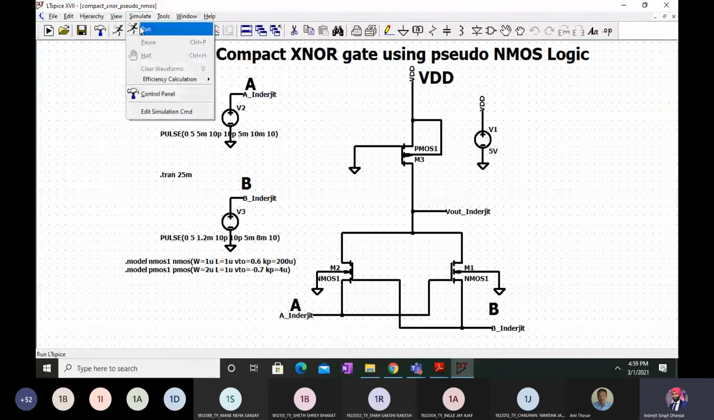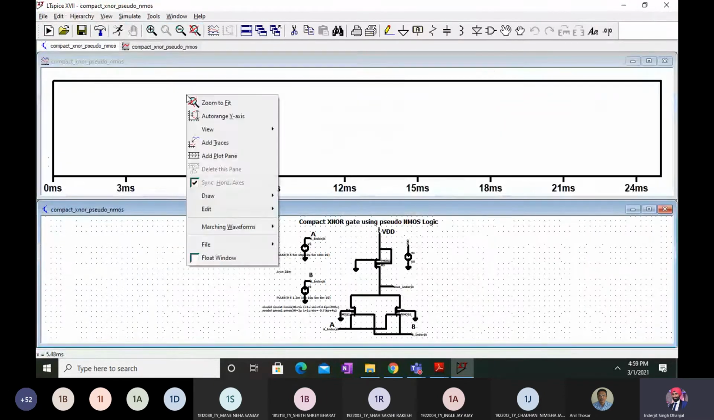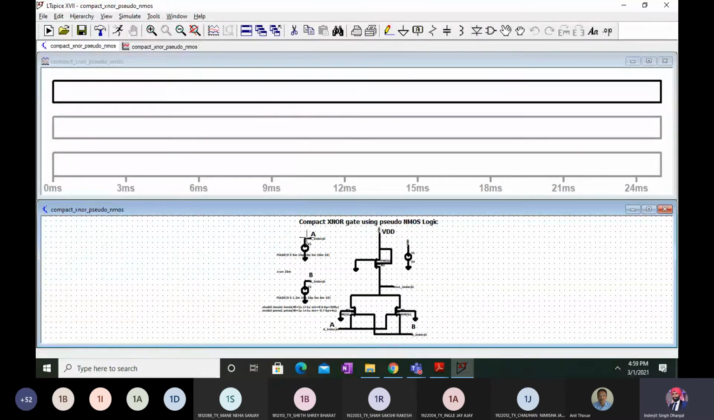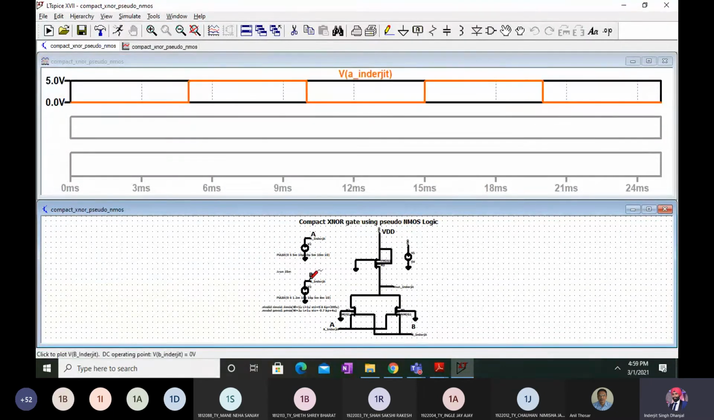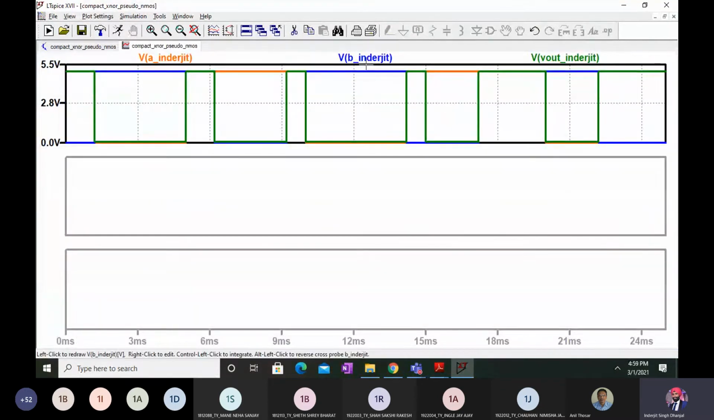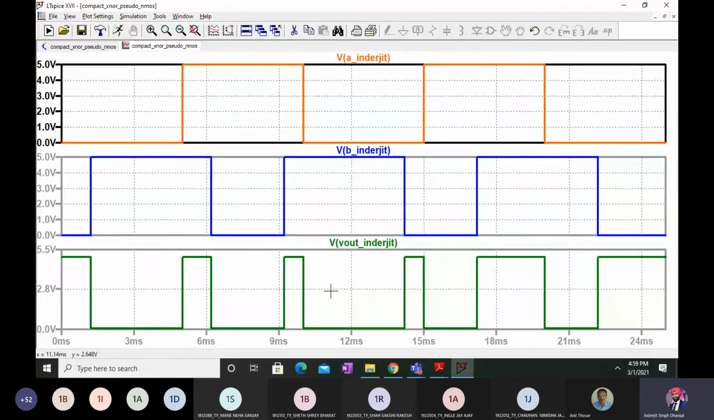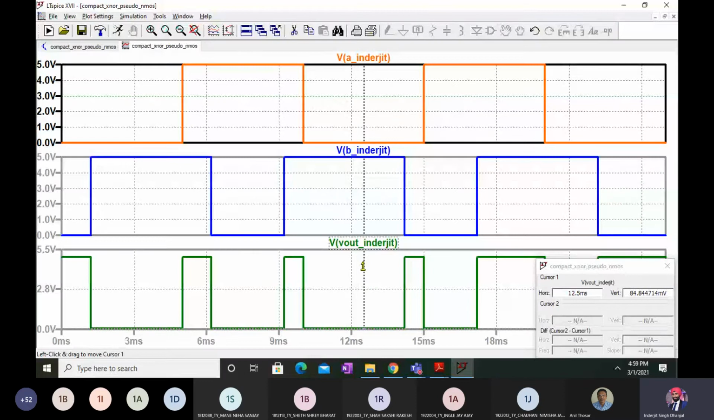Now let me simulate this quickly. So I should have an XNOR. Okay, so I'll add the plane and I will plot VA, then VB, and then Vout. Let me just separate it out. So this is my VA, VB, and Vout. And if you see over here, the Vout, whenever it is low, is not zero. Obviously, VOL is not zero. But when it is high, it is pulling the output towards VDD. So let's see the functionality.